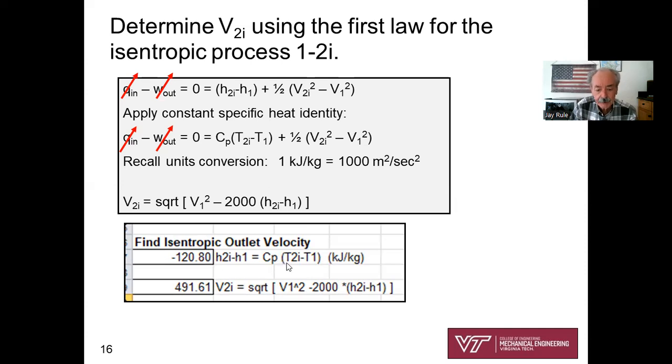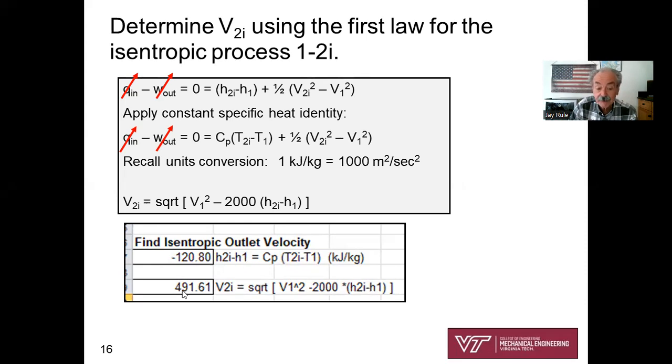And in doing my work, I am seeing, gosh, in my PowerPoint, I didn't drag out the Cp term. Well, it looks like I did here in my solution. H2I minus H1 is Cp times T2I minus T1. It's minus 120.8 kilojoules per kilogram. So I solved for the enthalpy change straight out. Temperature's going down, enthalpy is decreasing. Makes sense, okay? So then I'll solve for V2I, the square root of V1 squared minus 2,000 times the enthalpy change.